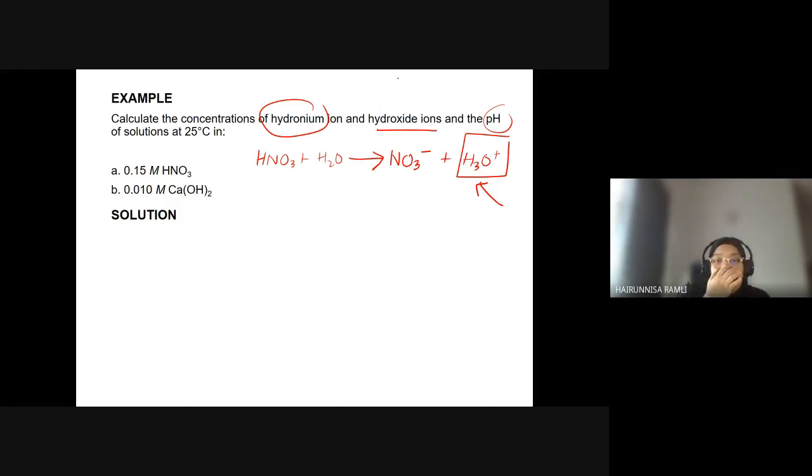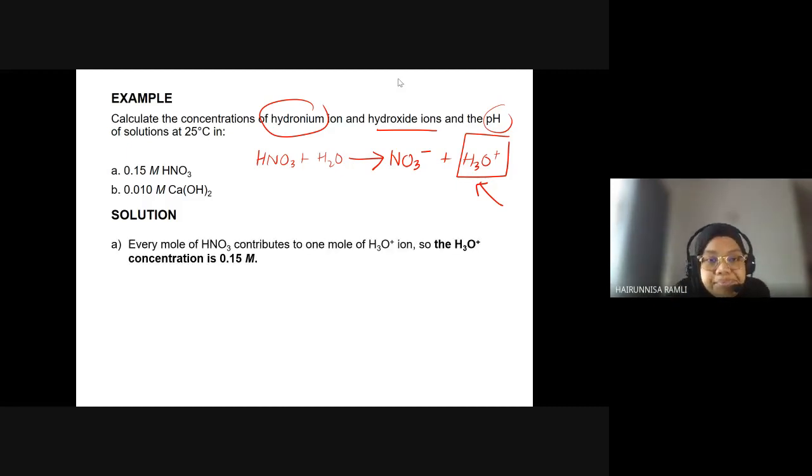Use the formula. Okay, so look at the solution first. Every mole of HNO3 contributes 1 mole. Right? Here is 1 mole, so here is also 1. So it is a 1:1 ratio. If this is 0.15, then this is also 0.15, because of the 1:1 ratio. So here it is settled. You have calculated the hydronium ion.